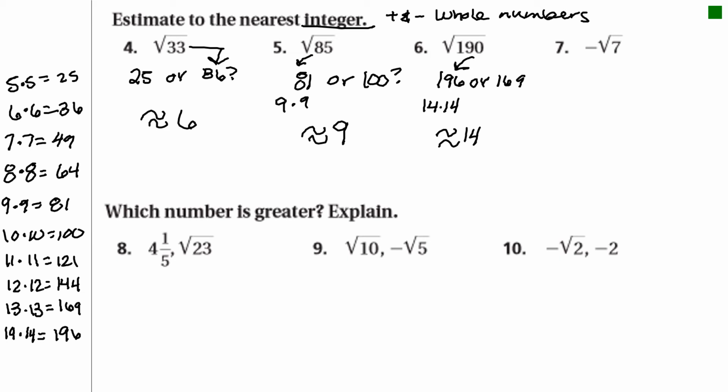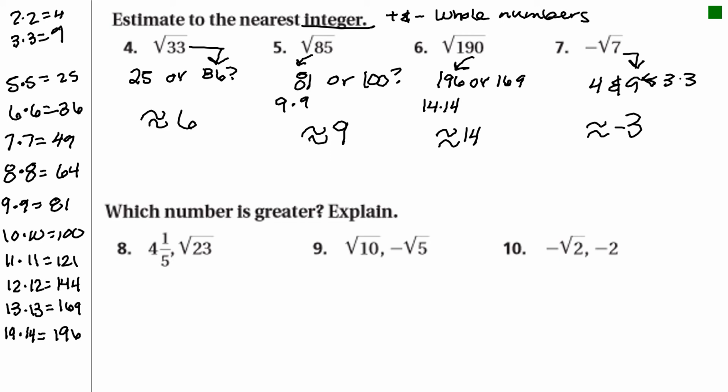All right, let's look at the square root of 7. So we know that 2 times 2 is 4. 3 times 3 is 9. So between 4 and 9, which one is 7 closest to? 9. So approximately negative 3. Remember that 3 times 3 is 9. That's where I'm getting those numbers from.